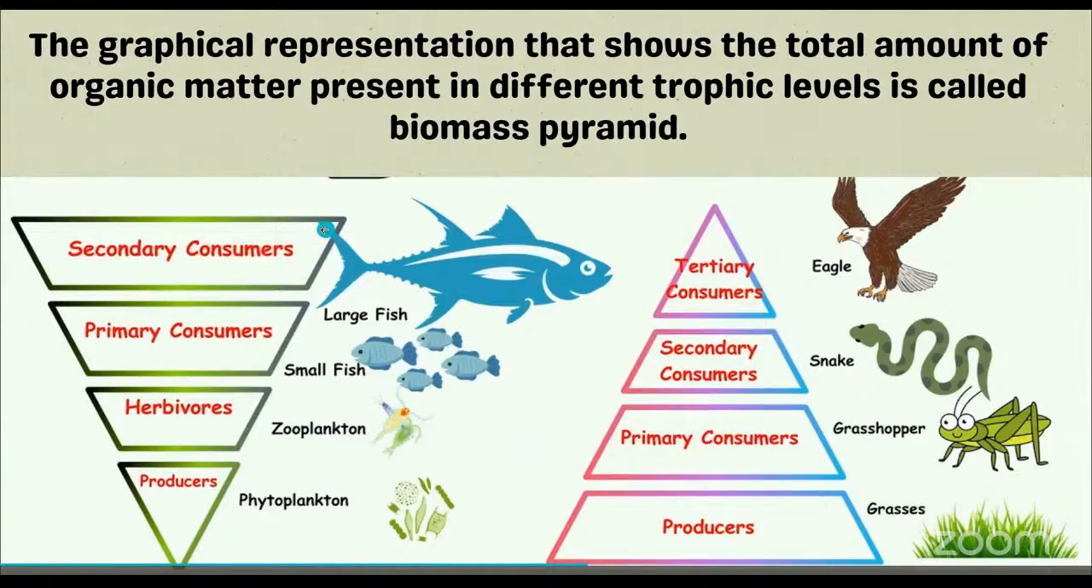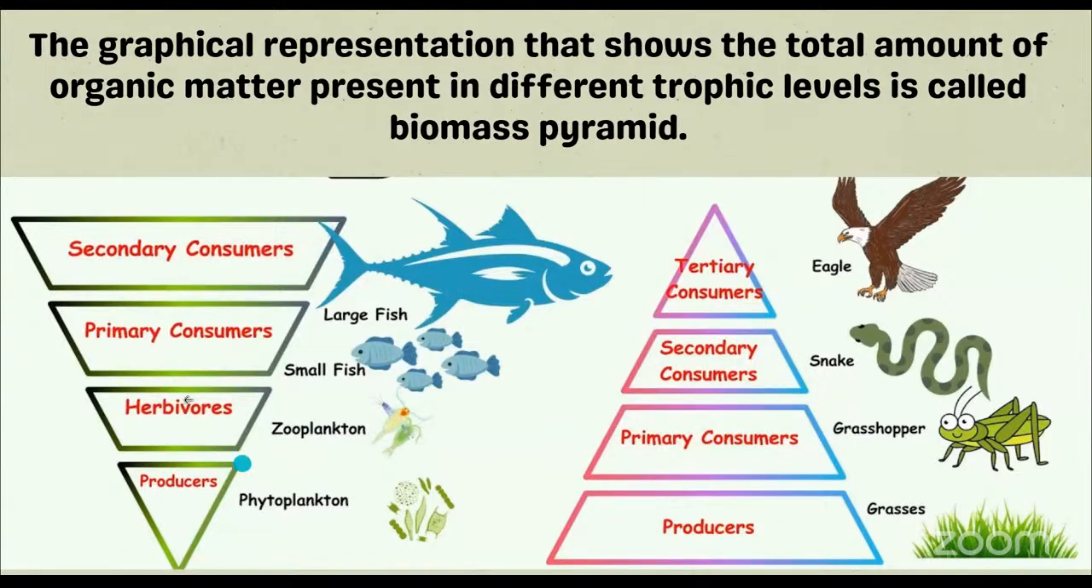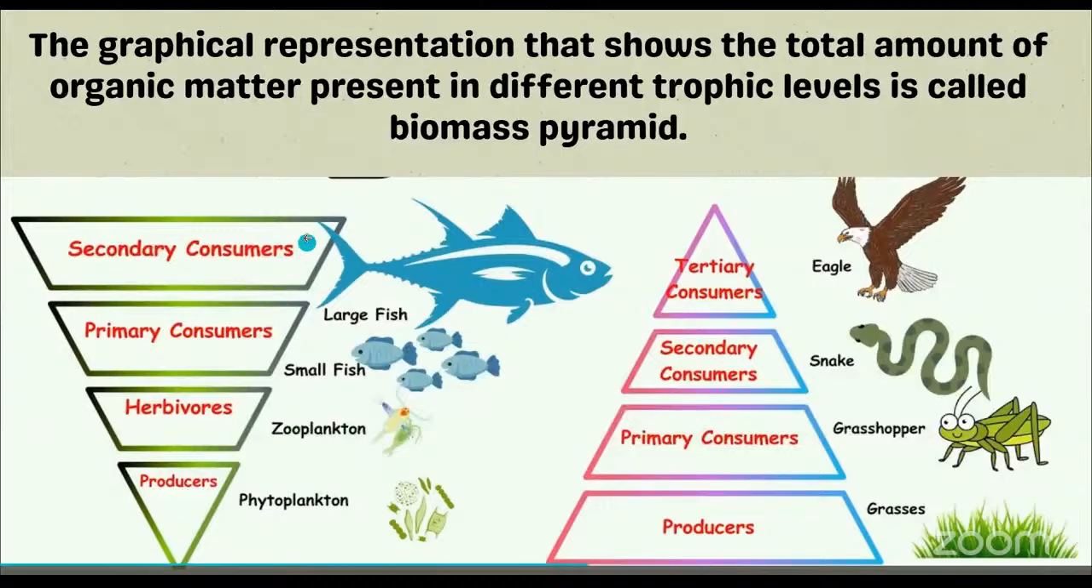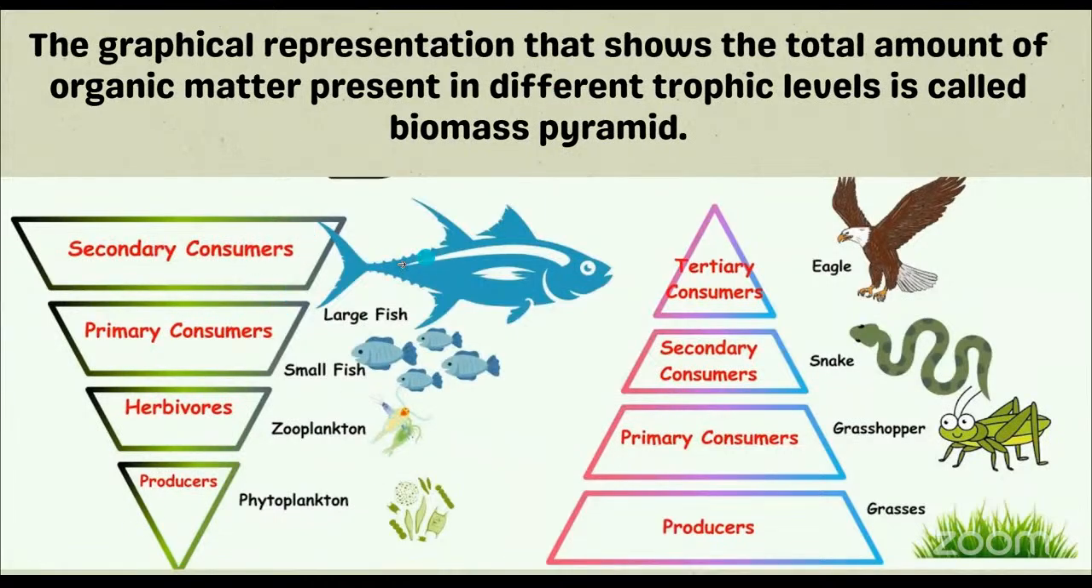Now, if you look at the ocean, in the ocean we are going to have an inverted version of this biomass pyramid, because look at the fish. These huge consumers, these secondary consumers, these large fish, are going to be consuming the small fish in large quantities, and we find a lot of them.